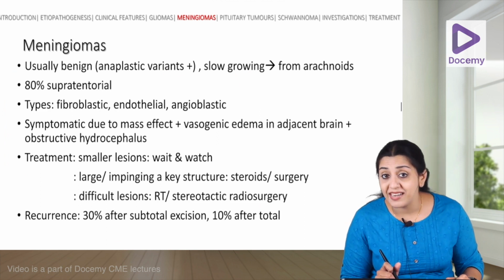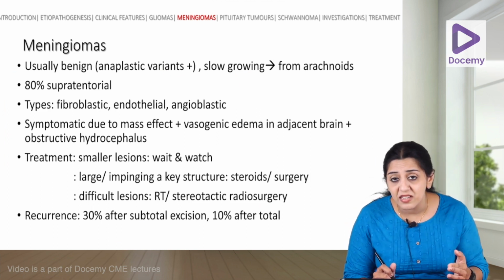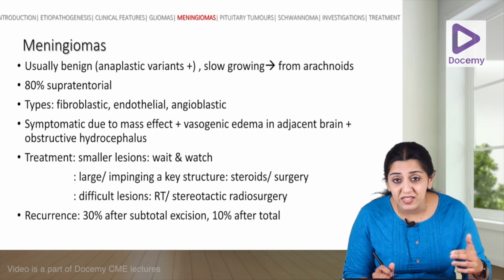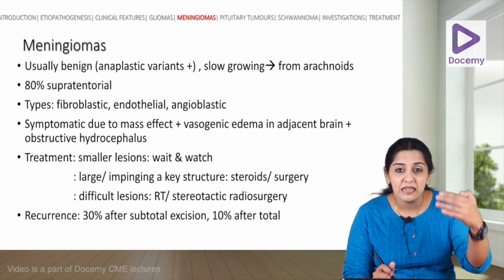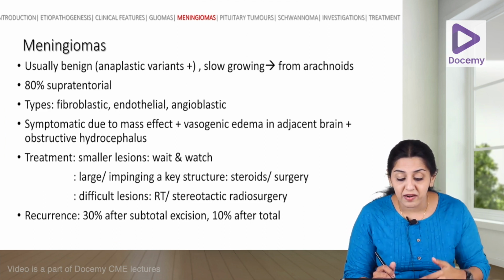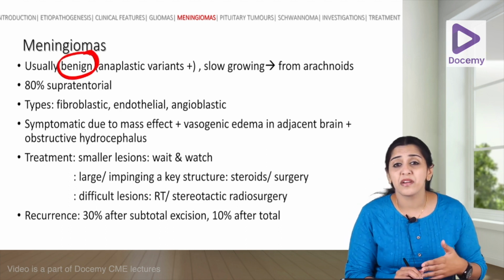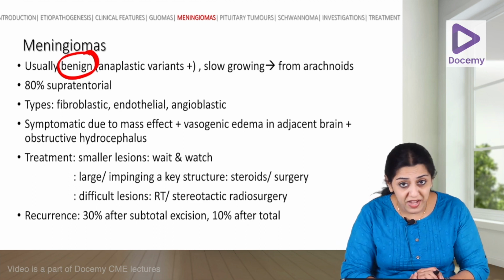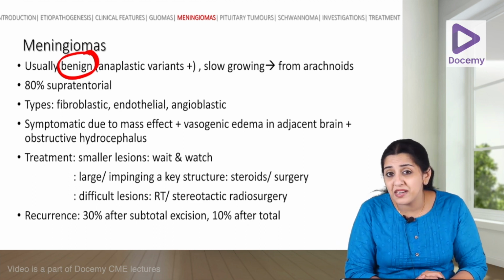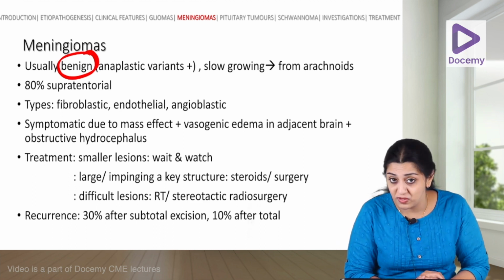Okay, now coming to meningiomas. Meningioma, as the name suggests, arises from the meninges. You have the dura mater, the arachnoid mater, then the pia mater, right? So it is usually benign. Okay, many patients come to you with meningioma because it's a very common lesion, but the good part about it is that it is benign mostly.